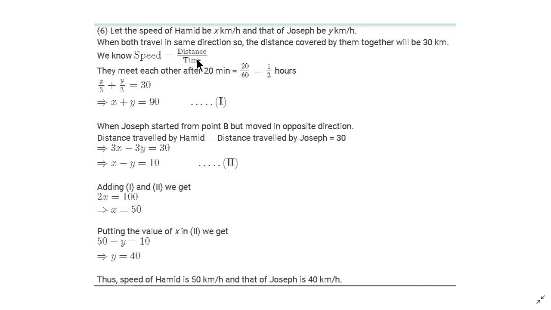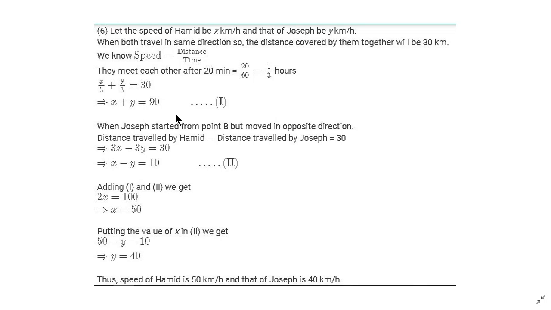Speed into time. Speed is x, time is 1 by 3. Speed is y, time is 1 by 3. So they took the same time, but they have different speeds. So x by 3 plus y by 3 is equal to 30. So if we multiply it by 3, we can see the equation number 1, which is x plus y is equal to 90. Got it?